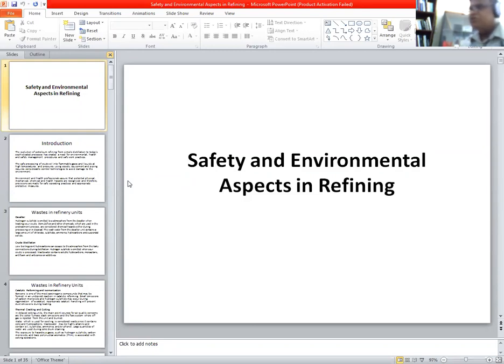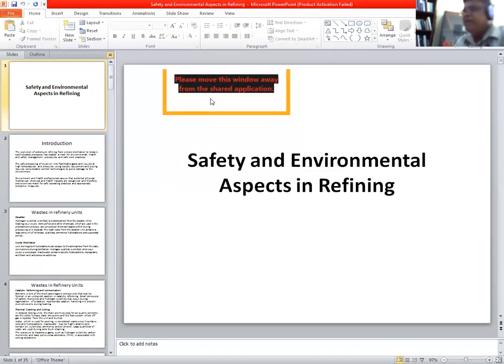Lecture topic for today is safety and environmental aspects in refining. It is a very important chapter, mainly related to the environmental issues, because so far we have learned what processes are carried on in downstream processing. You already know that there are several physical separation processes, as well as chemical conversion. That is the desalting process.